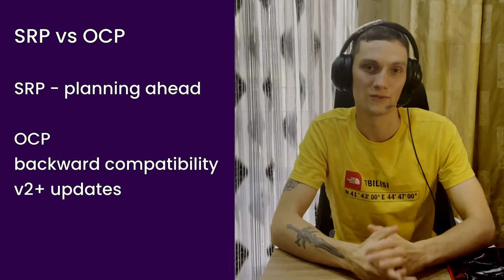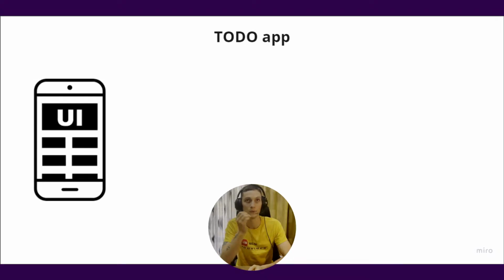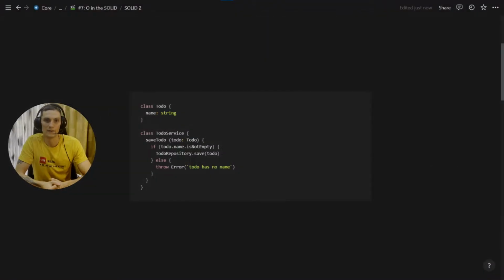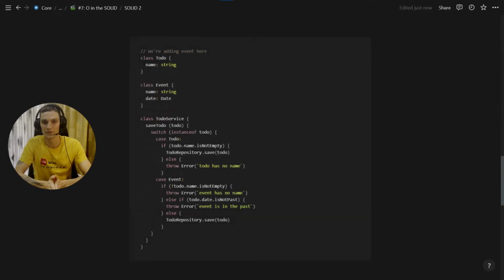So let's get to our to-do app from the previous video. I remember we have a UI, we have a database and a server that manages all the interconnection. We are working on the server side. So let's assume we have a to-do service and a to-do class, that is an entity, and this is our version 1 code. And let's assume we have a request to add one more entity, called event, that is basically a to-do but with a date as a new field. And the new business logic is going to be about checking the date is not in the past before saving it.